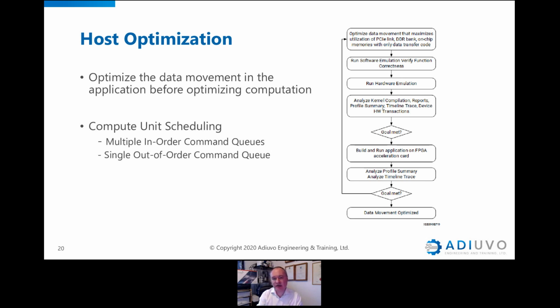We're going to pull that out and take a look at it. You can look at how we can analyze the kernel compilation and what reports we've got. We can look at the timeline, the traces, the devices, and the hardware transactions, and use that information to narrow in on whether the overall performance goal is met. If it is, we can build it and run it on the accelerator card, the application card. If not, we can iterate around it.